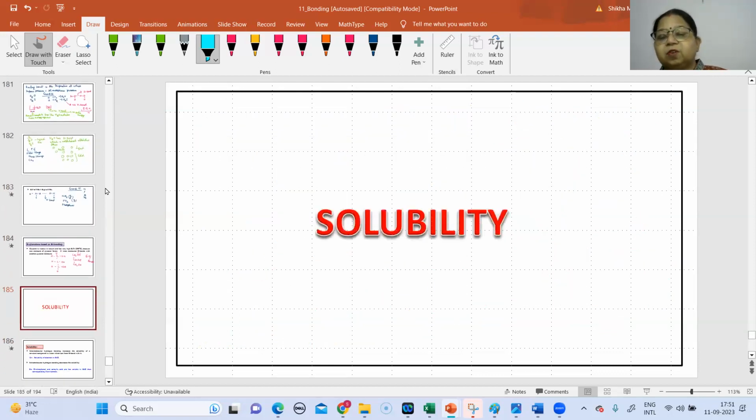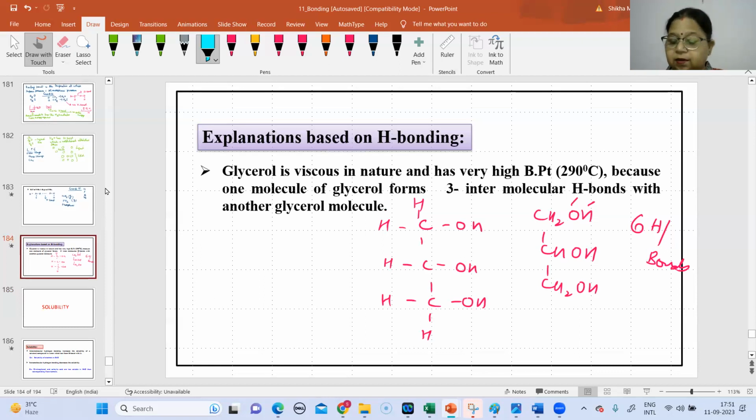Another major impact which it has is on solubility. Before that, let us do one more example, that of glycerol. Glycerol is used as a lubricating agent, or to retain moisture on the body. As you can see, glycerol has three OH groups. Theoretically, it can form 6 hydrogen bonds per molecule, right? So whenever glycerol dissolved in water is applied on the skin, first of all, it is harmless. It's a sort of a natural thing.